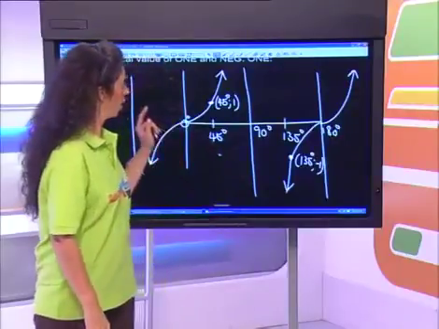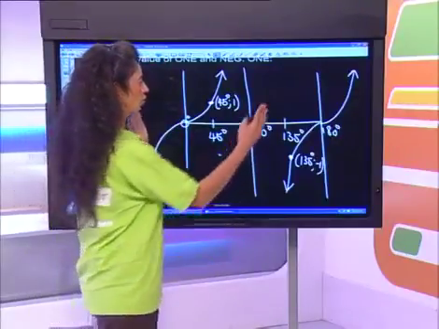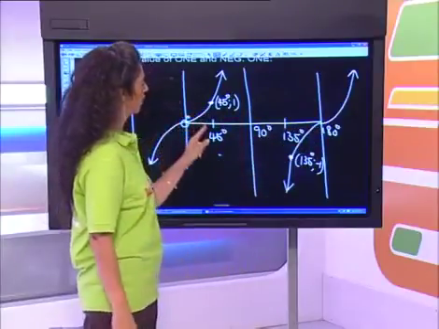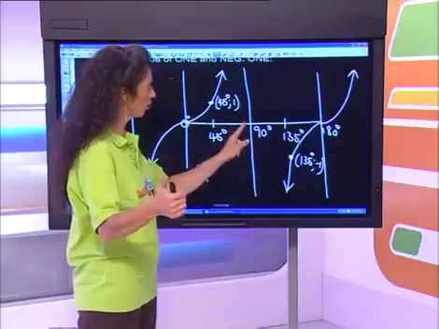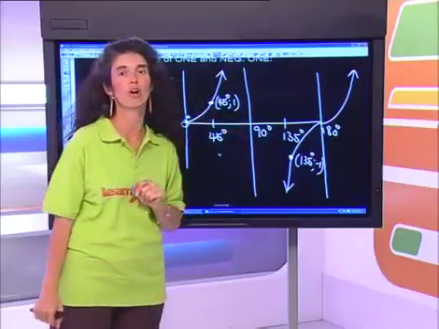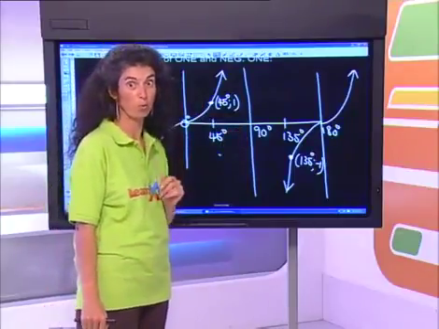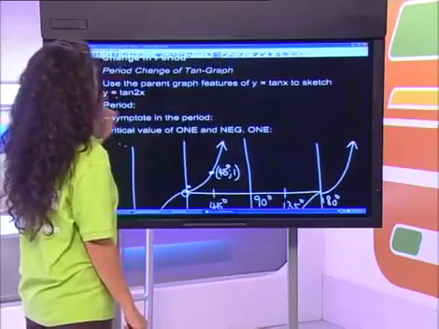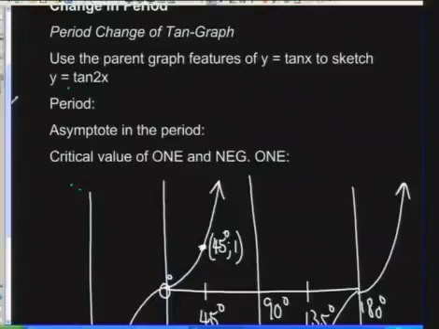Interesting. So in order to sketch the new tan function, we're not going to look at the intervals between maxima and minima. We're going to look at the intervals for the asymptote, and we're going to look at the interval for the special point 1. Okay, so let's go back over here. Use the parent graph feature. So whatever we found about the tan graph, we get period 180, we get halfway an asymptote, we get halfway a special point. So we're going to do the same thing for tan 2x.